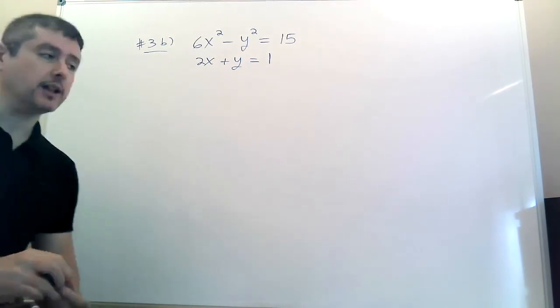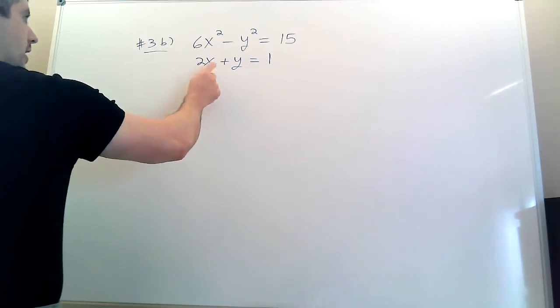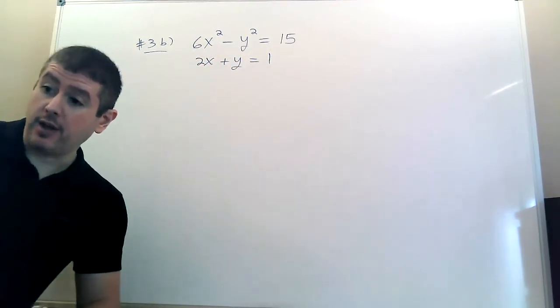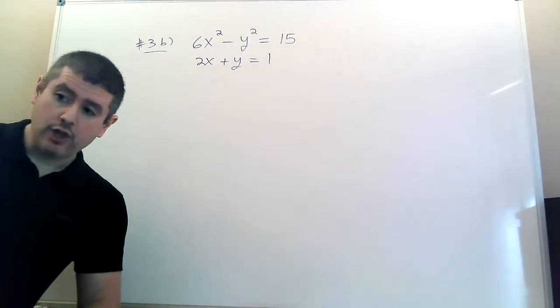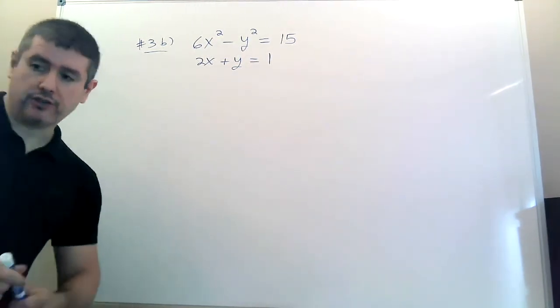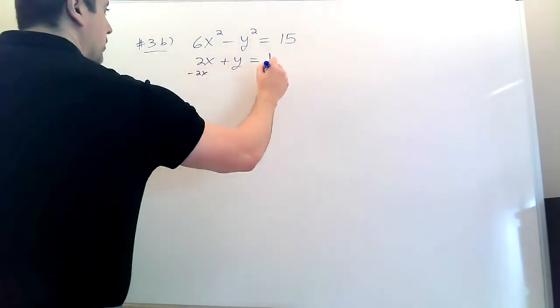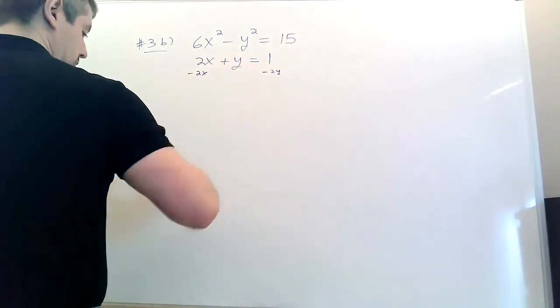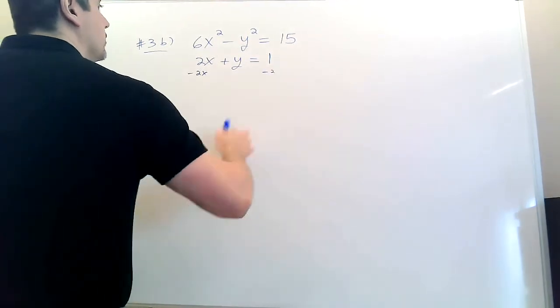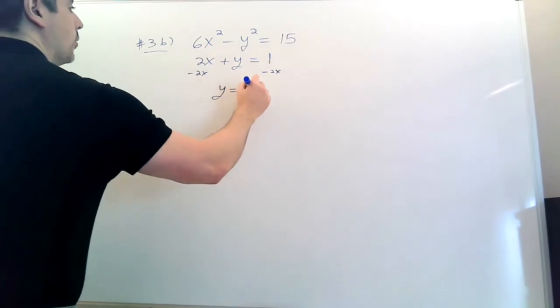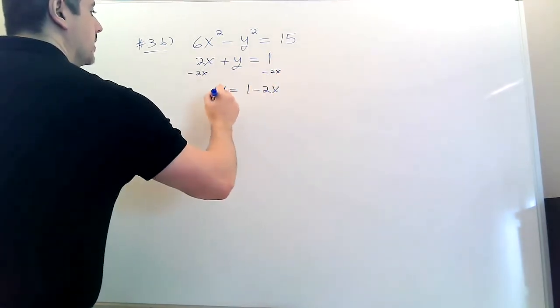You cannot do this by elimination because you have x squared and x, y squared and y. You must do it by substitution. Now, the hint will tell you to solve for y. You would be a fool to try to solve for x. So I am going to solve for y. I'm going to subtract 2x from both sides. Excuse me, 2x, and I just said y. So you get y equals 1 minus 2x.